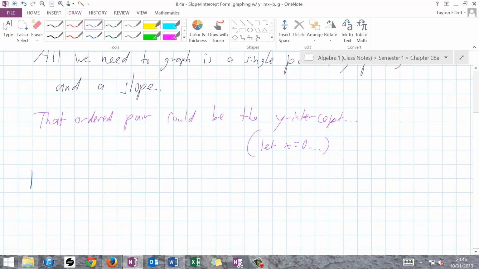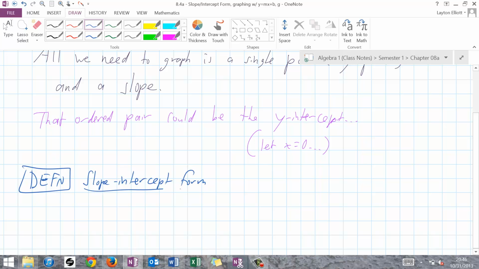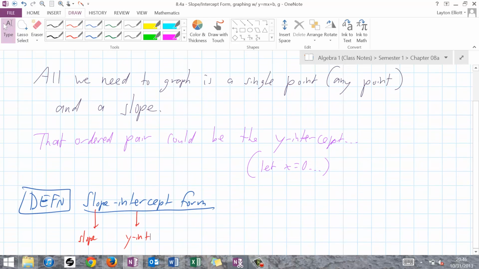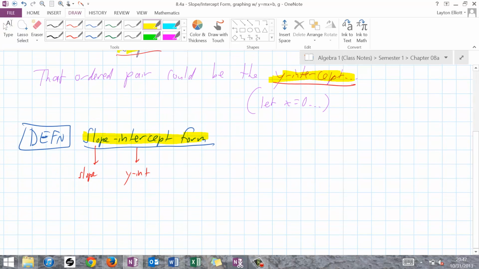So I'm going to provide a definition, and this is a definition in that it's defined as a collection of words that mean something specific in math, and you need to know what this is. This is the definition of slope-intercept form. Slope-intercept form, literally, translates to slope, and this means y-intercept. And notice how we just said right up above, all we need is a single point and a slope, and that single point could be the y-intercept. So I'm taking slope, and I'm taking y-intercept, and I'm putting them together into this form that's going to very easily tell me what both of them are.